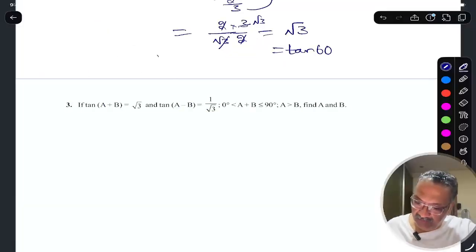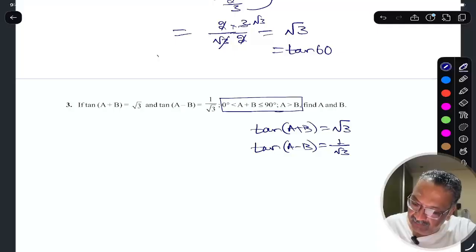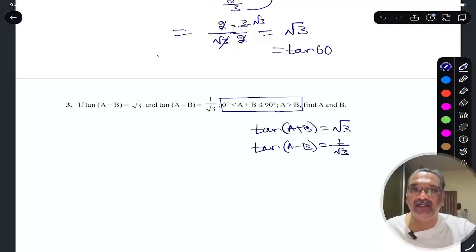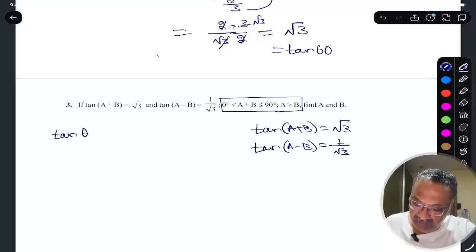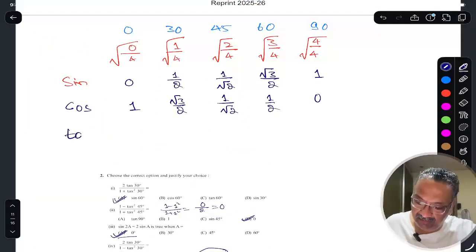Coming to the third question, they have given us tan A plus B is equal to root 3 and tan of A minus B is equal to 1 by root 3. Further, they have also told that A plus B is between 0 and 90, and A is greater than B. So when tan theta is root 3, what is the value of theta? Okay. So for that, what we'll do is we'll just write down the theta and tan also in our table. So tan of 0 will be 0 by 1, 0.